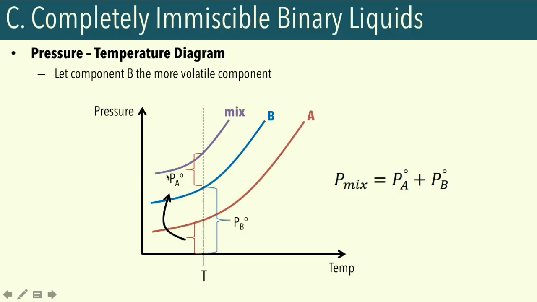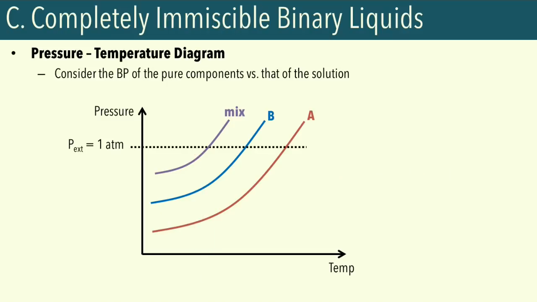This has implications in terms of the boiling temperatures of the mixture versus the pure components at constant pressure conditions. Let's consider the boiling temperature at an external pressure of 1 atmosphere. If we look at the boiling temperature of component A, it's going to be this over here, the pure boiling temperature of A at 1 atmosphere. We also see the boiling temperature of component B.